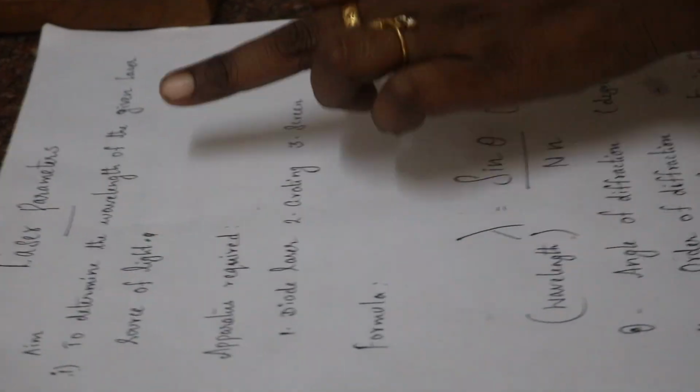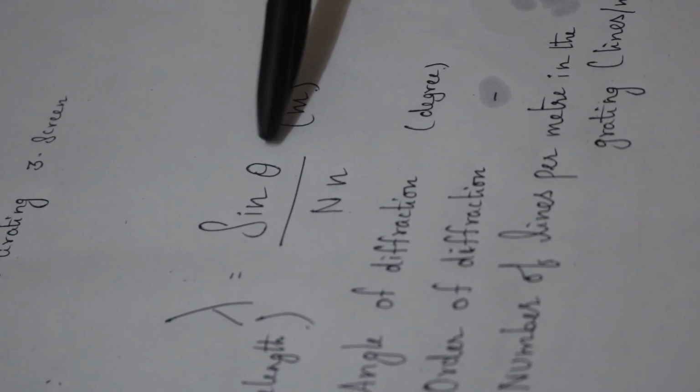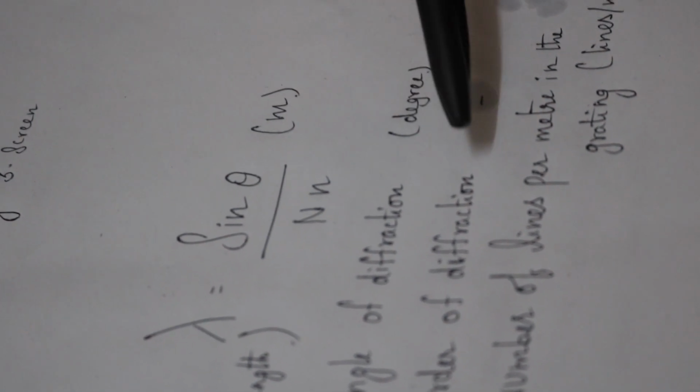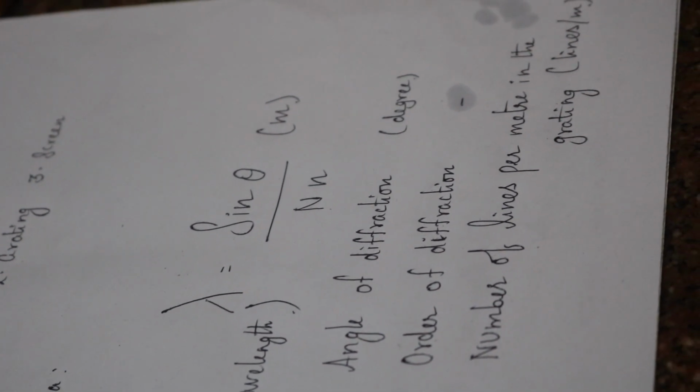So, determine the wavelength of the given laser source. For this, the apparatus required are a diode laser, a grating and a screen. The formula to determine the wavelength is given here. Lambda is equal to sin theta divided by capital N into small n, where lambda is the wavelength, theta represents the angle of diffraction, capital N represents the number of lines per meter in the grating, and small n represents the order of diffraction. Now let us start the experiment.